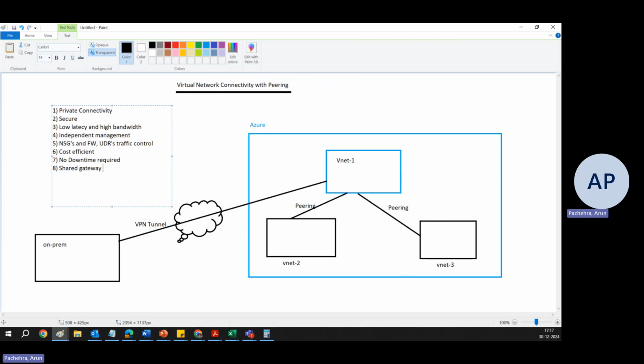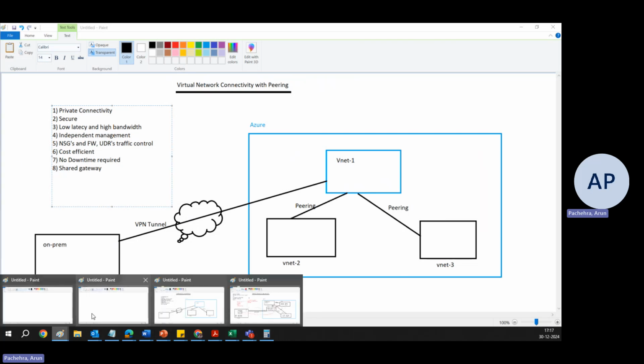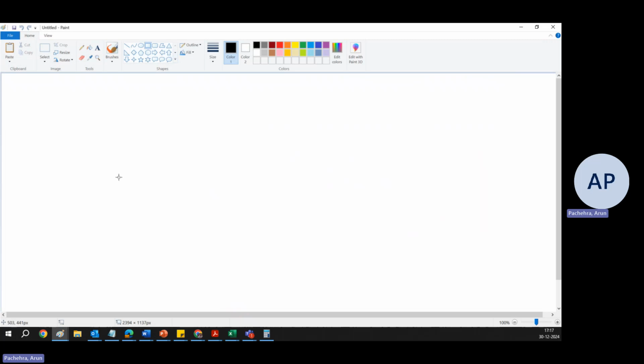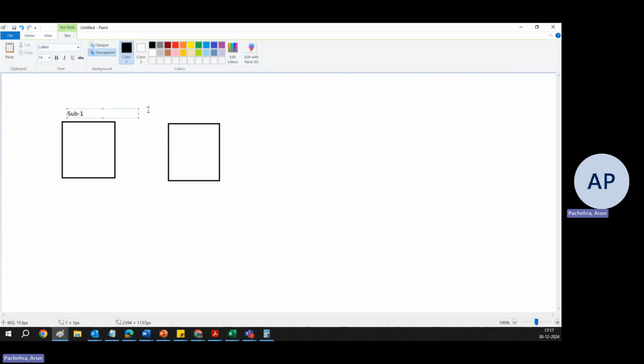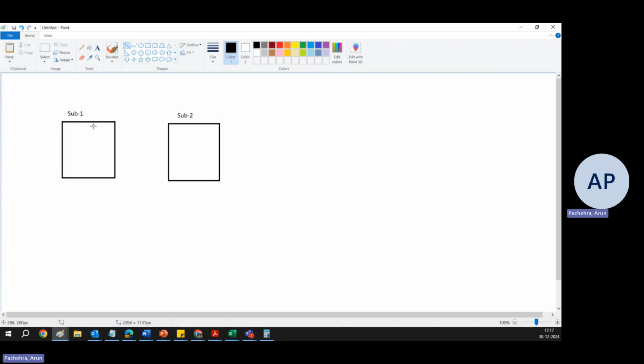So these are multiple features that will help us when we go with peering, right? Now there are certain things that we also need to be aware of when we talk about peering. For example, let me open another screen here. For example, if there are different subscriptions, let me make it subscription 1, subscription 2. Okay, so this is the VNet in subscription 1 and this is a VNet in subscription 2. So what do you think? Can you peer between these two? Yes, you can. So peering can be done. There is no limitation here.